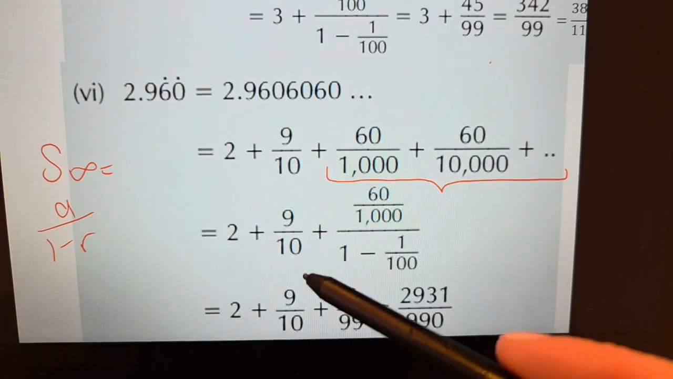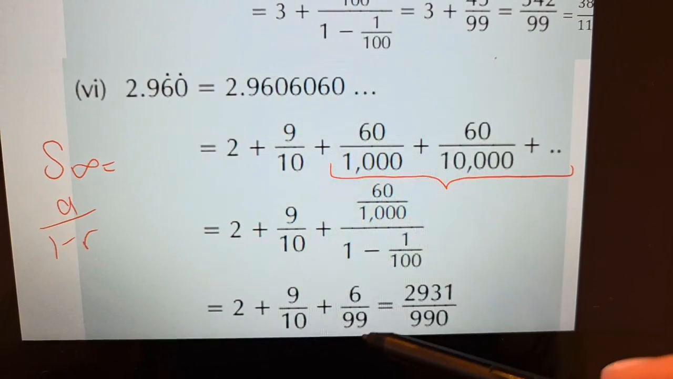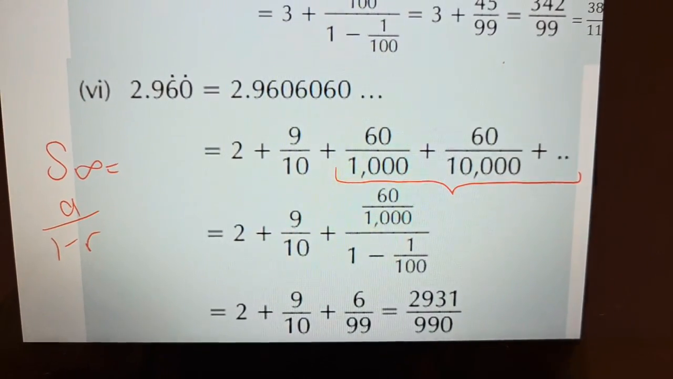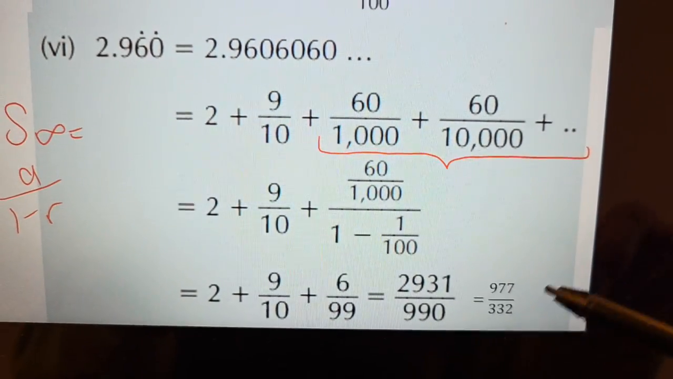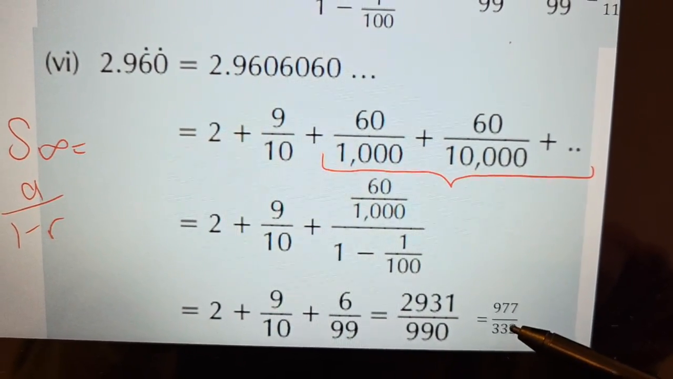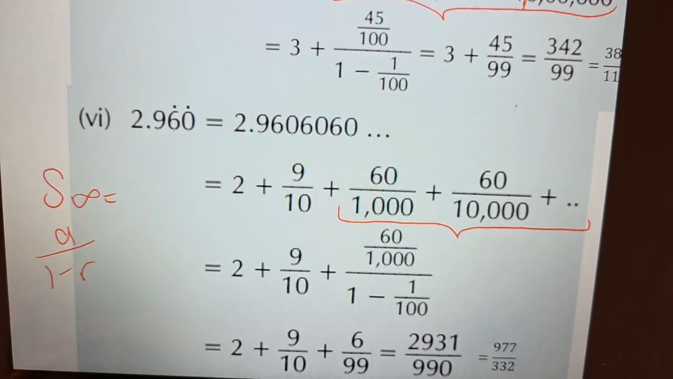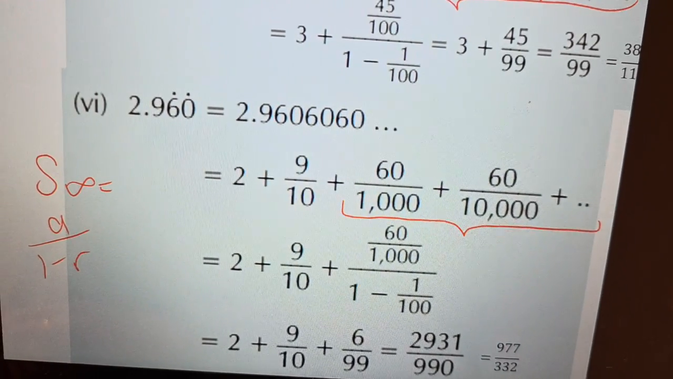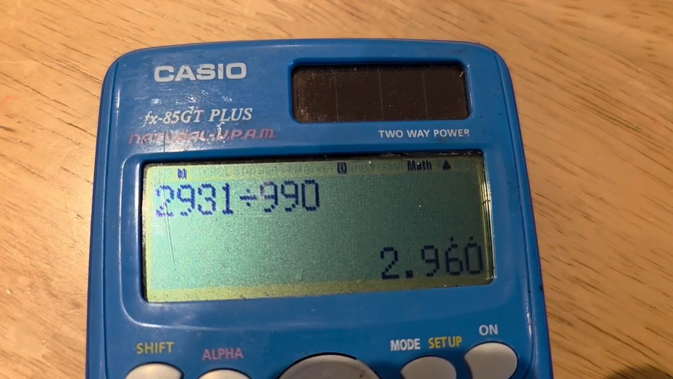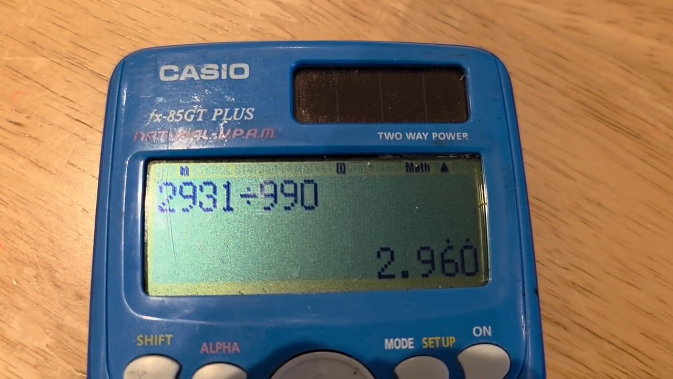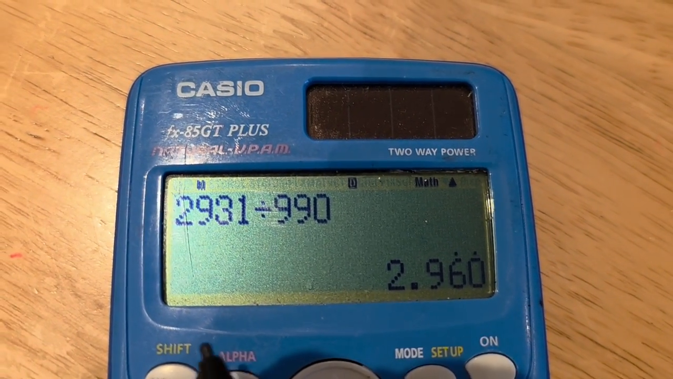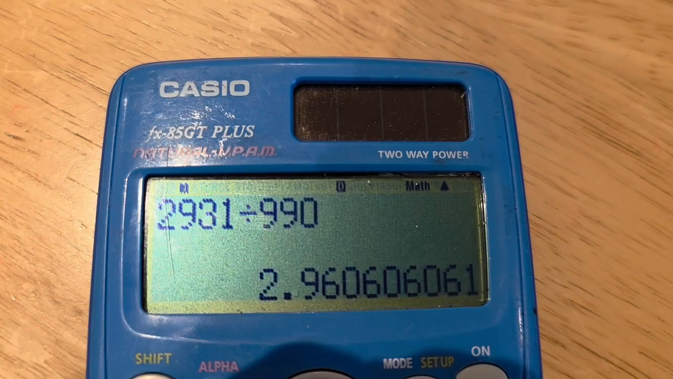So then you'll be adding 2 plus 9/10 plus 2 all over 33, and you'll get back this fraction, which tidies up to be 977 all over 332. And again, I can check if that's correct by subbing it into the calculator, and I get back the recurring decimal that I started with. Or you could put in the recurring decimal and see do you get back the fraction.